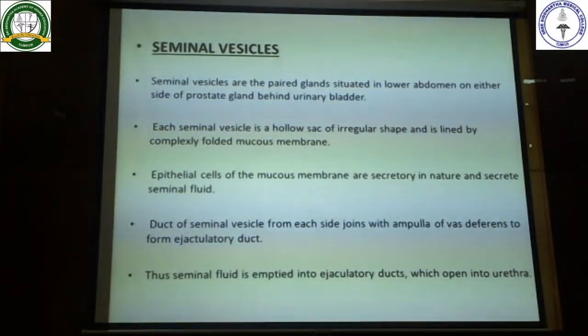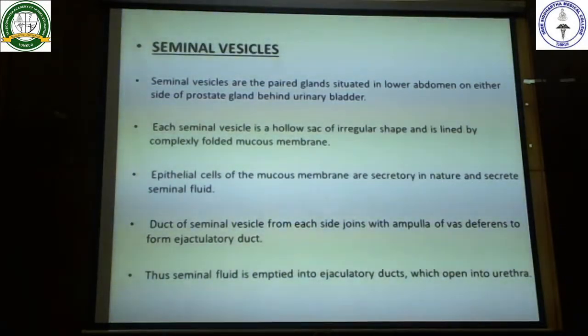And what is a seminal vesicle? It is a hollow sac of irregular shape, and it is lined by complexly folded mucous membrane. And the epithelial cells of this mucous membrane of the seminal vesicle are secretory in nature, and hence they secrete a fluid which is called seminal fluid, which is one of the main components of the semen. Okay, right.